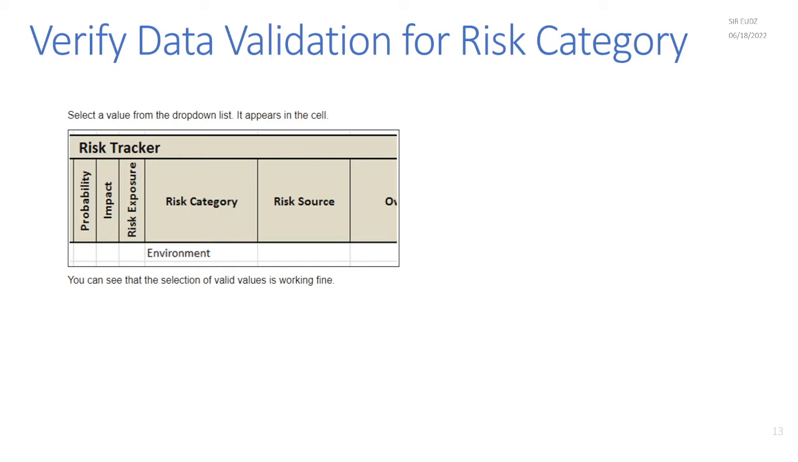Verify data validation. Select a value from the drop-down list. It appears in the cell. So here the user selected environment. You can see that the selection of valid values is working fine. So we have now verified the data validation for risk category.